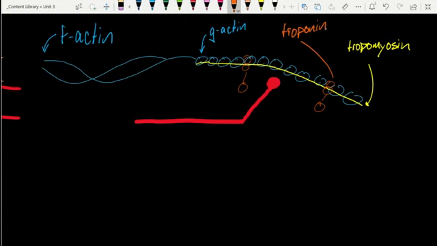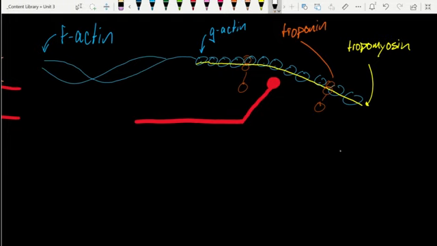And when calcium comes in, calcium binds to troponin and forces a conformational shape change, a shift. Because troponin is bound to the F-actin and also the tropomyosin, this shift in shape pulls tropomyosin off of those binding sites and exposes them so that myosin can bind.